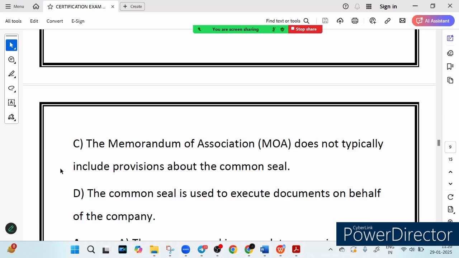So let me again summarize the fact which we have learned just now, that common seal is optional for company, right? Under the Companies Amendment Act 2015, the AOA can specify how and when the seal should be used. The MOA does not mention the common seal, and the common seal is used to execute legal document on the behalf of the company. I hope this makes your concept clear, right?